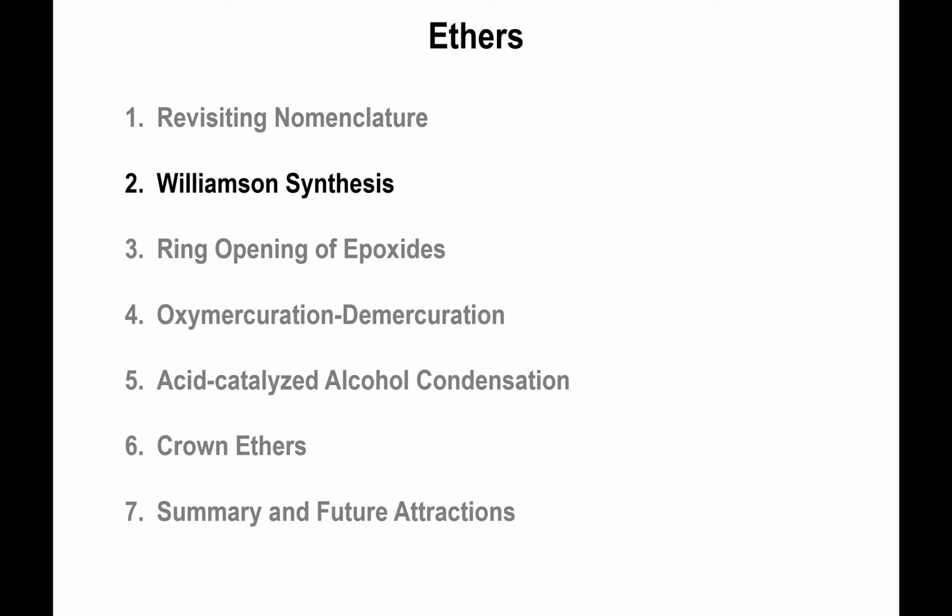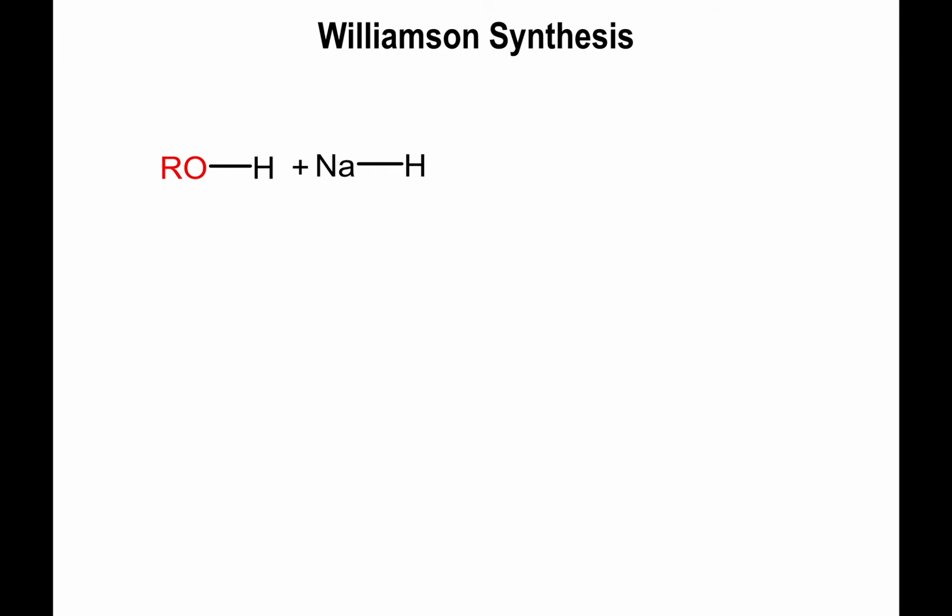Okay, let's talk about the Williamson synthesis. If you recall from our acid-base chemistry discussion, you may remember that alcohols have a pKa of about 16. What that means is that if you treat alcohols with the conjugate bases of certain molecules, like for instance dihydrogen, if you take the conjugate base of dihydrogen, now you're dealing with hydride, in this case sodium hydride. This is a pretty strong base, strong enough that it can actually fully deprotonate the alcohols themselves.